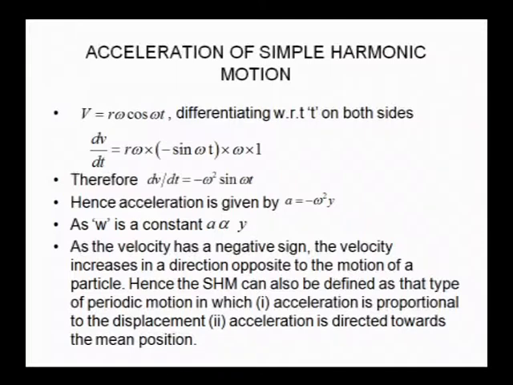Replacing R sin omega t as y, we get acceleration is equal to minus omega squared y, where omega is a constant. Hence, we can write the acceleration is directly proportional to the displacement y. A is directly proportional to y. As the acceleration has a negative sign, the acceleration is directed opposite to the displacement of the particle, that is, towards the mean position. Hence, the simple harmonic motion can also be defined as that periodic motion in which acceleration is directly proportional to the displacement, but is directed towards the mean position.